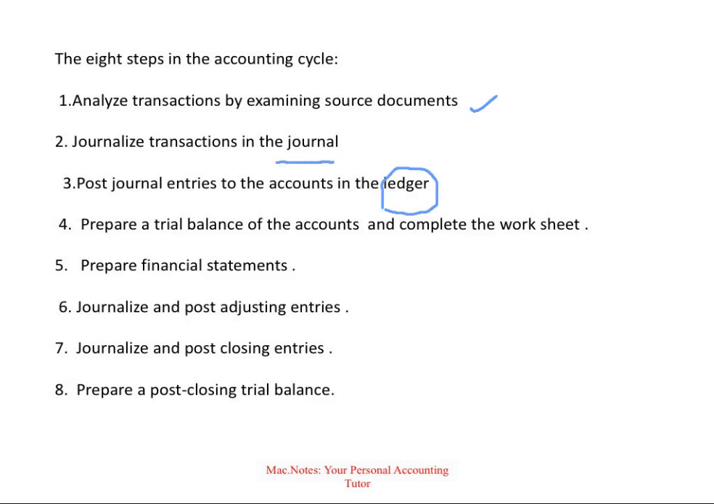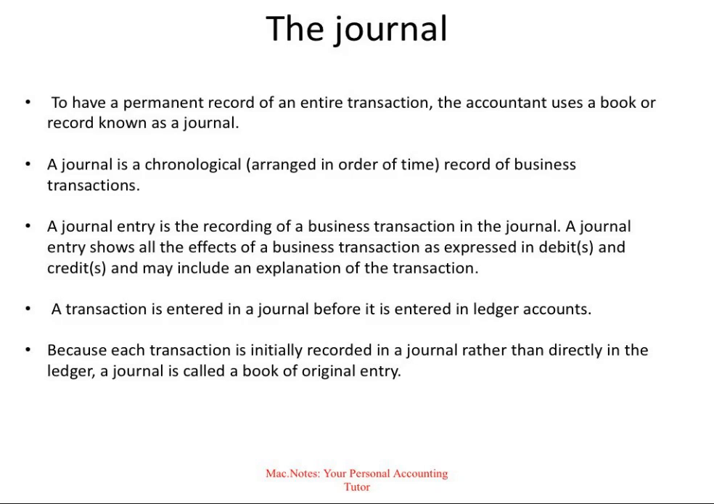Now the journal is a permanent record in which we record in chronological order everything that happens, every business transaction that has happened. Think of this as a diary. Okay? The journal entry, you record the business transaction in the journal. You show the effect that transaction has on the accounts in terms of debits and credits. We always record first in the journal, and there's a particular way in which we record it. The journal is also called the Book of Original Entry.